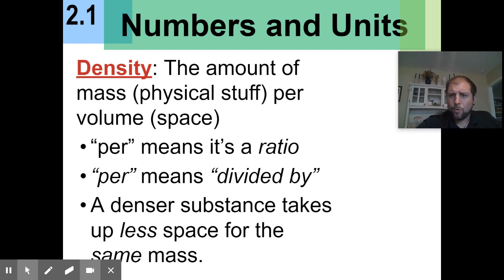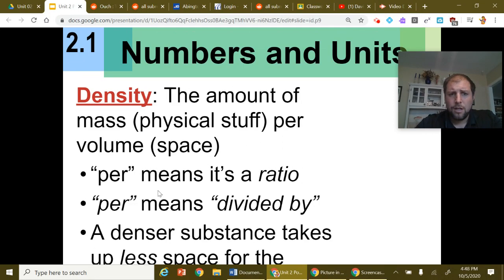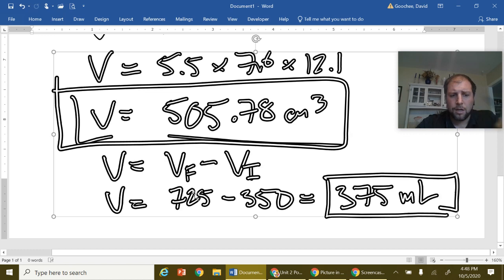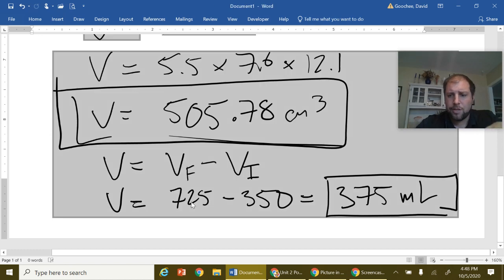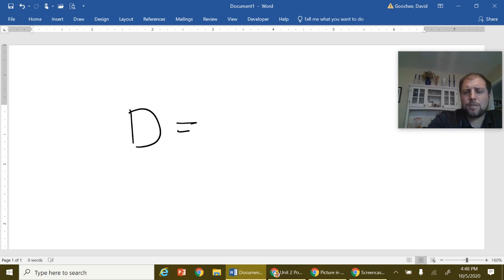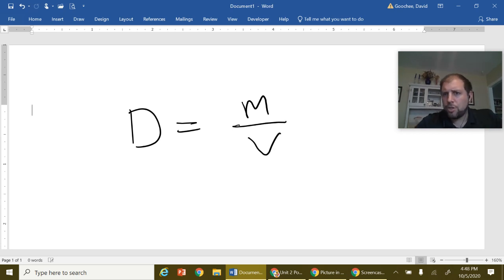And I want you to think about that. I want you to think about a fraction. Let's pull up a little example right here. Control A, highlight everything, delete it. So the density of a substance is equal to its mass, that's the amount of physical stuff it's made of, divided by its volume, which is the amount of space that it takes up.